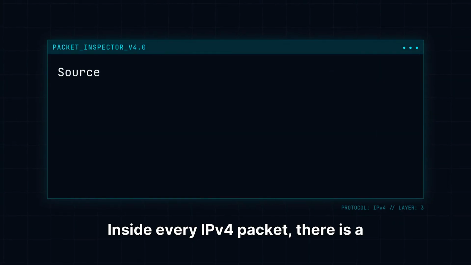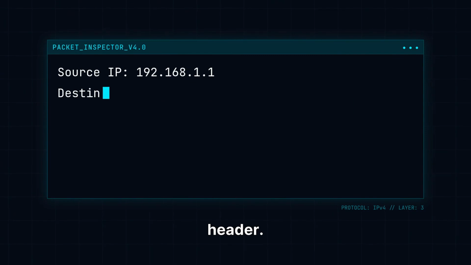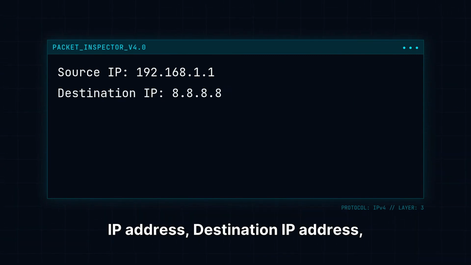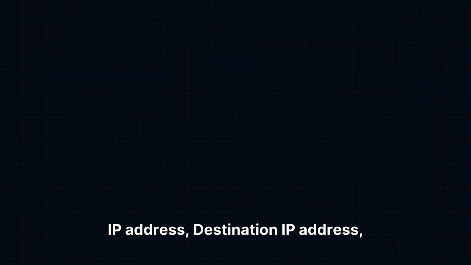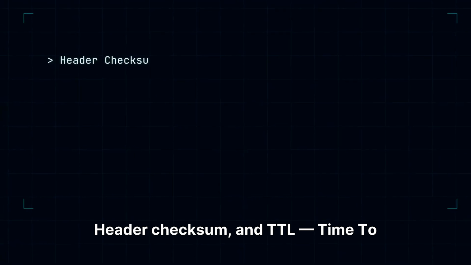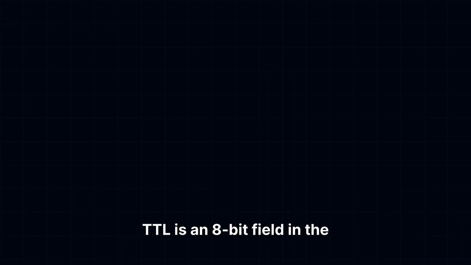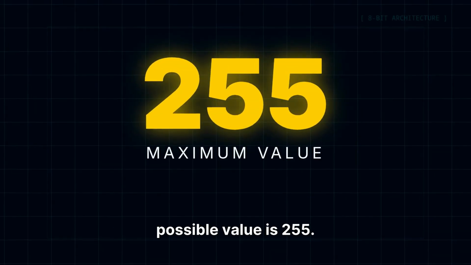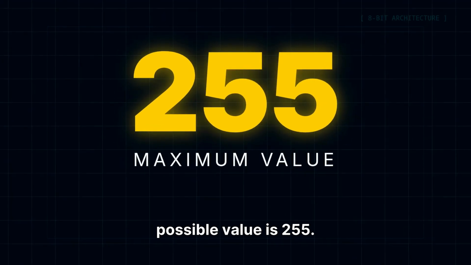Inside every IPv4 packet, there is a header. That header contains important information like source IP address, destination IP address, protocol, and fragmentation details. Header checksum and TTL, time to live. TTL is an 8-bit field in the IPv4 header. Because it is 8 bits, the maximum possible value is 255.